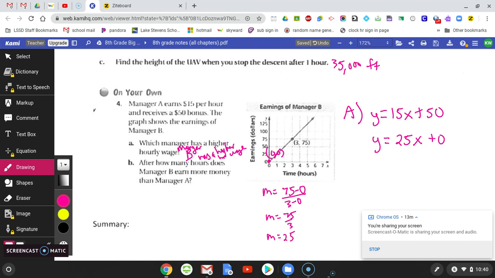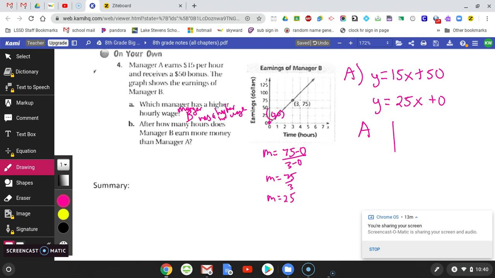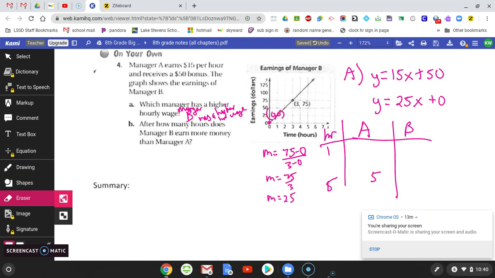Well, we can start by making a table for each of them. So we've got manager A and we've got manager B. And let's see, we can plug in when we have 1 hour, we can skip down to maybe 5 and let's see what happens. So at 1 hour for manager, and I should put this, hour should be its own column. 1 and 5. Let me clean that up a little bit for you. Okay. So after 1 hour, manager A would be 15 times 1 is 15 plus 50 would be 65. And manager B would be 25.